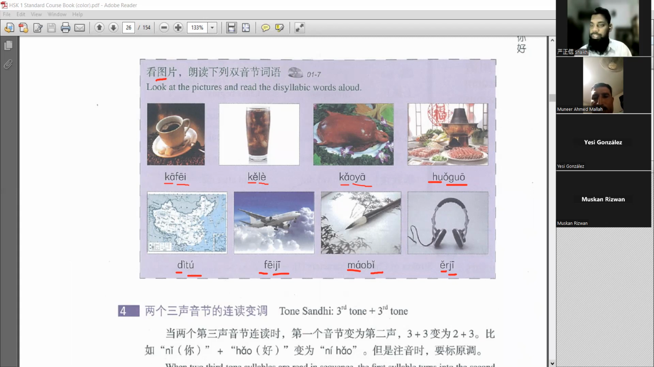I am reading it again: Cafe, le, khao ya, go go, P two, Ji, Maobi, and then RG. So these are some of the words.